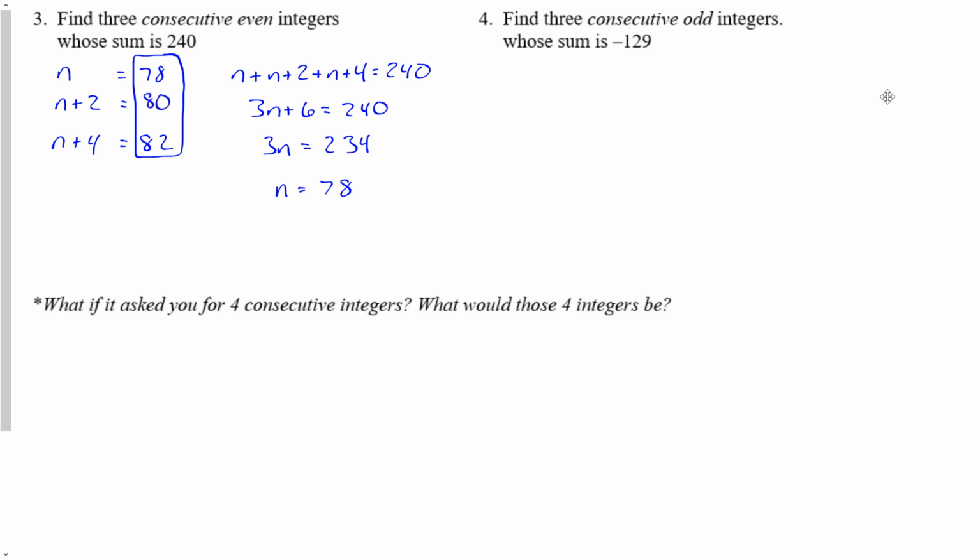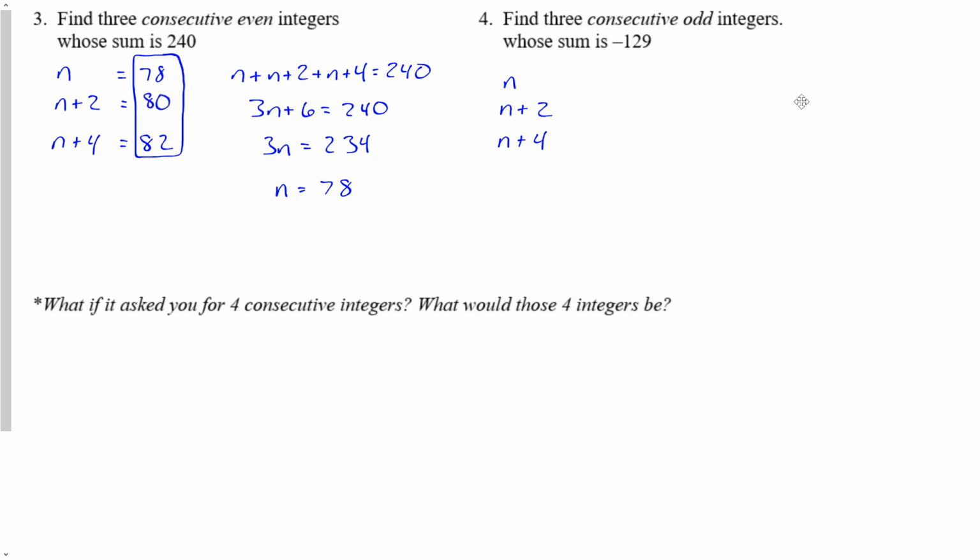Finally, here we have to find 3 consecutive odd integers. So again, remember that even and odd integers are found the same way when it comes to defining the variable terms. We still start with a regular variable, and again, we are adding 2 each time to find each of those consecutive odd integers.